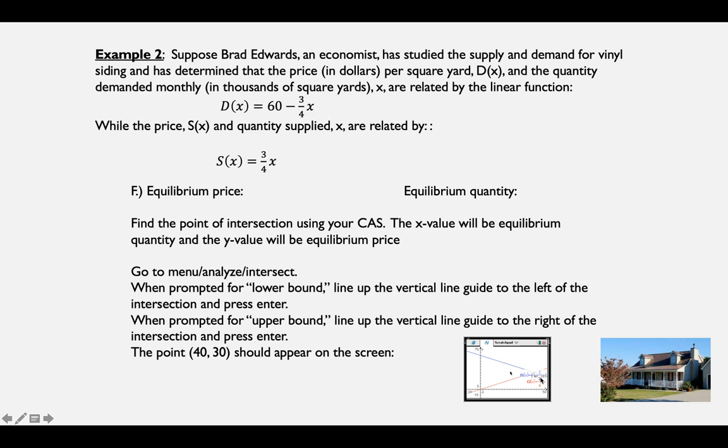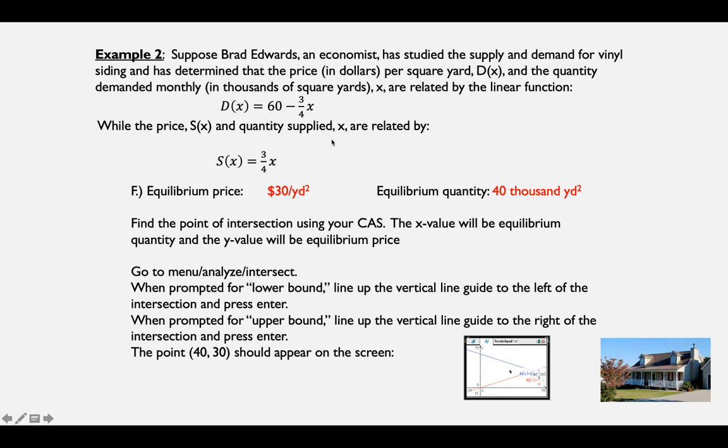Now be really careful because you have to stop and think which one's quantity and which one's price. Well, x is quantity supplied, so our equilibrium quantity is 40,000 square yards. And S of x and D of x are function values. Our y values are the price, and so $30 per square yard.